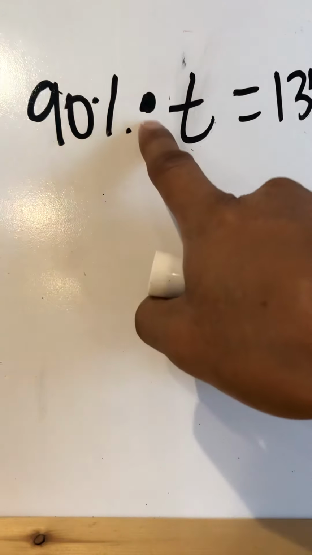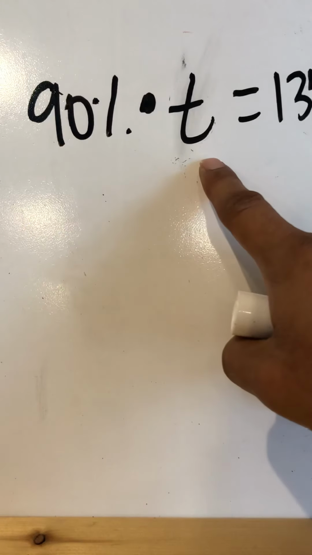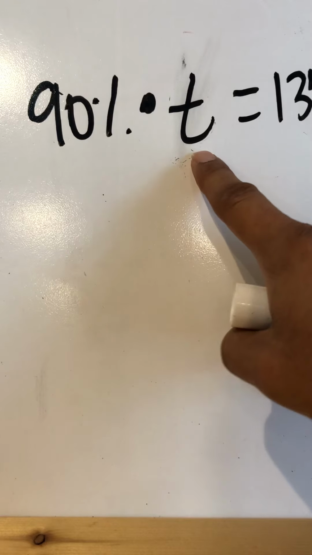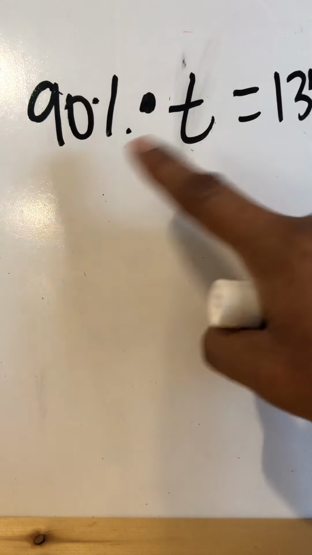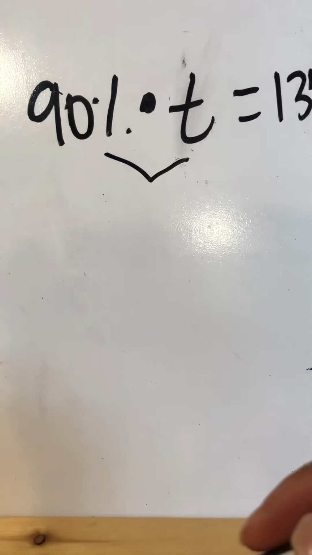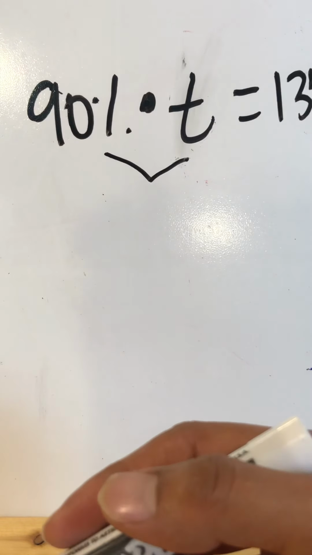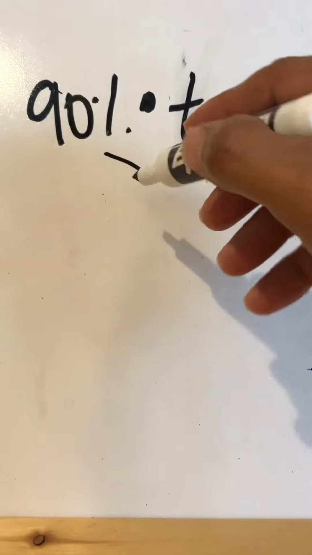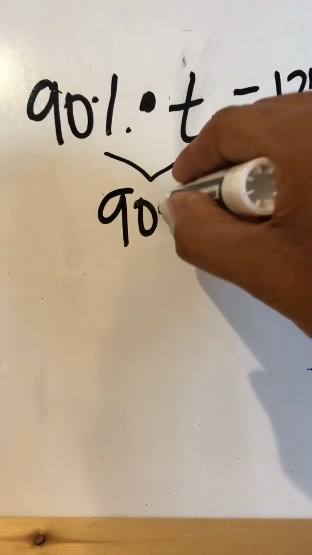So 90% of what number? Well, remember when of is in between two things we multiply, but here it's a variable because we don't know what we're going to multiply. But in algebra, remember, we're able to multiply a percent to a variable. So 90% times T, we just put them together.